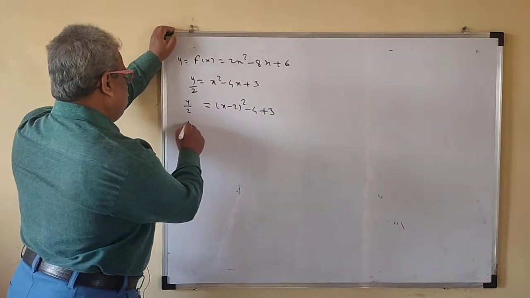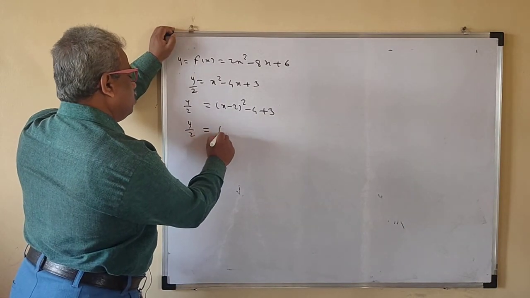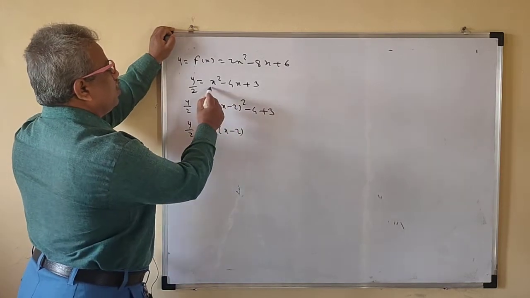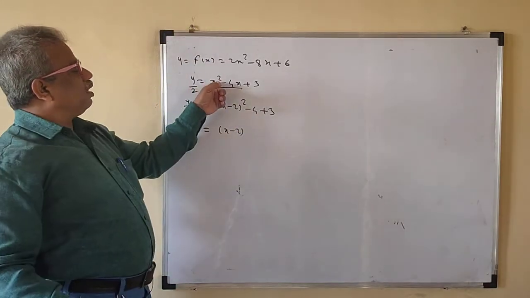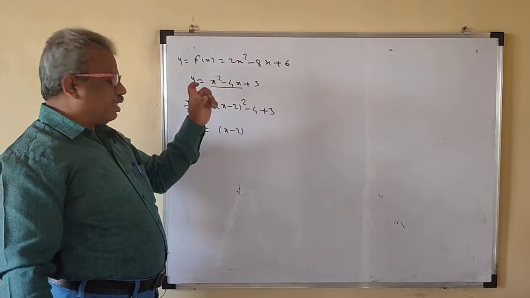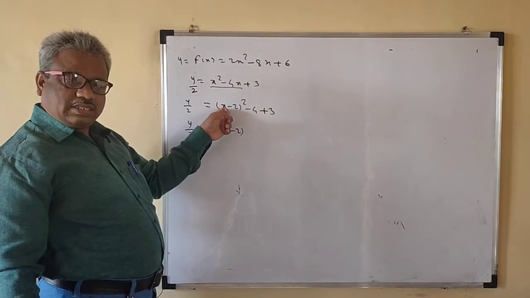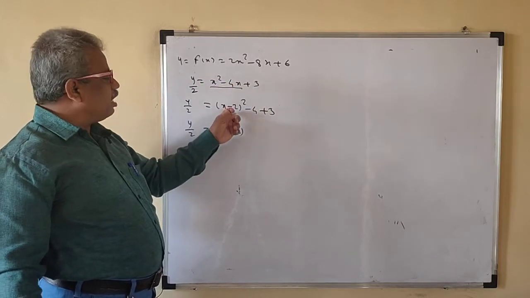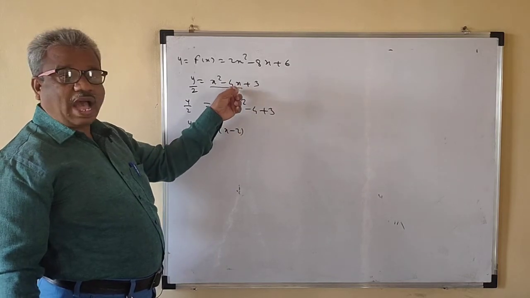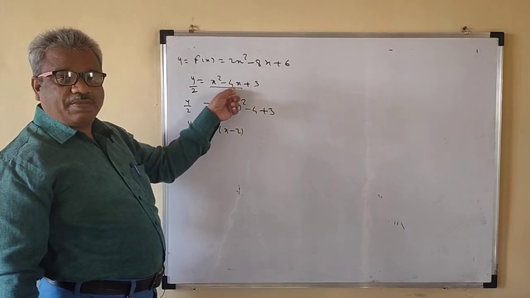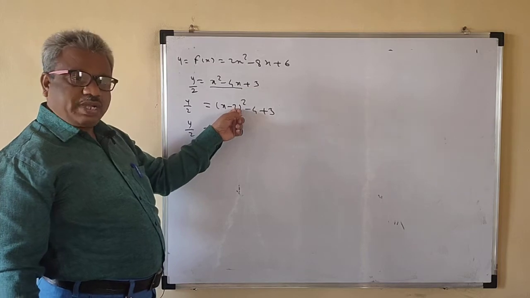Now y by 2 is equal to x minus 2... How to do this one? Just make the coefficient of x square as 1. Write x square as x, then whatever the middle sign is, just write the middle sign. So multiply half to the coefficient of x. So we get 2 here.